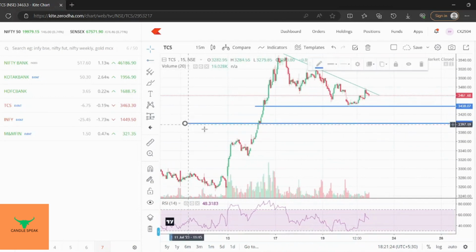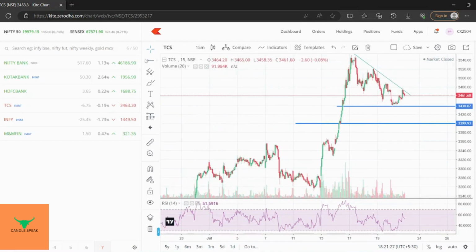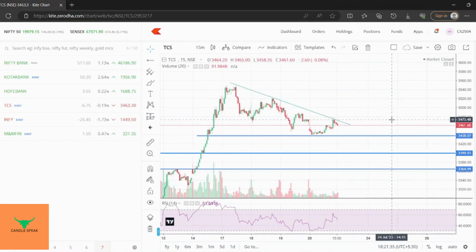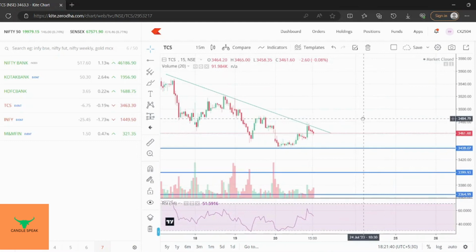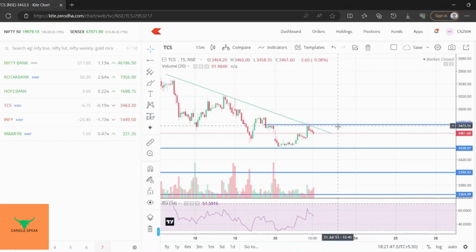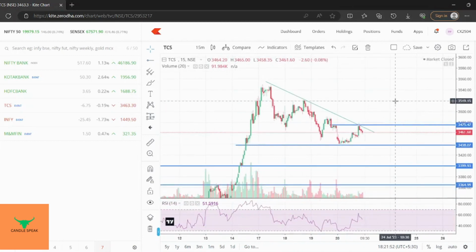The first target will be 3400. This is an important area, and below 3400, 3360 can also be tested for TCS. And if everything is good and it gives a breakout of this range, you can plan for buying above 3475, marking that level also. Above 3475 you can plan for buying. Then 3500 and 3520 can also be tested for TCS.